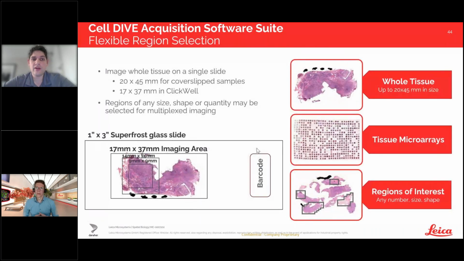The CellDive has a very large imaging area. It can do whole slide imaging, 20 by 45 millimeter if you're working with cover slip samples, and a little bit smaller if we're working with a Clickwell, more on that later. And you can break the tissue up into regions of any size, shape, or quantity in software. So it's a totally flexible system that lets you capture as much data as possible.